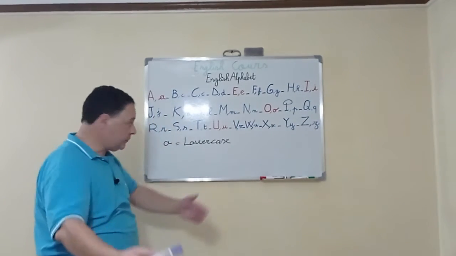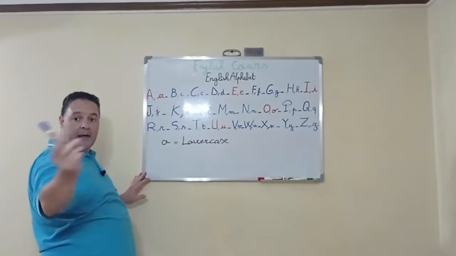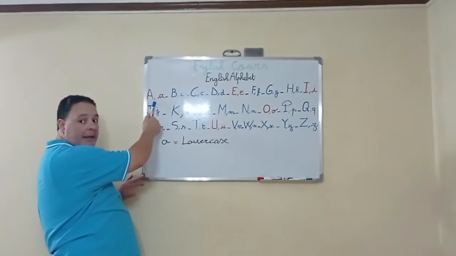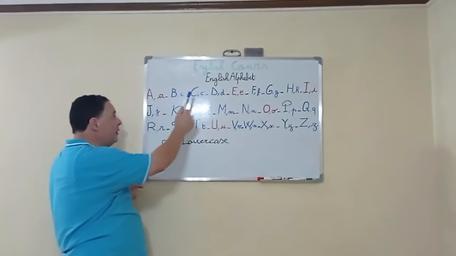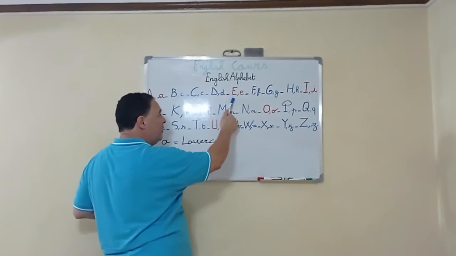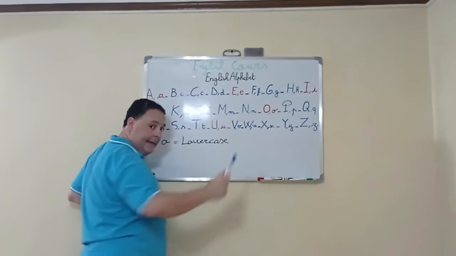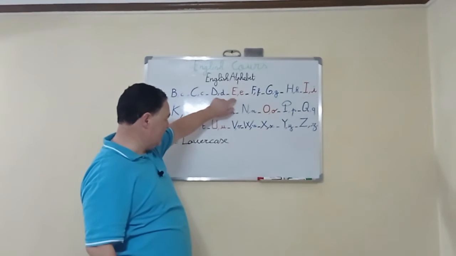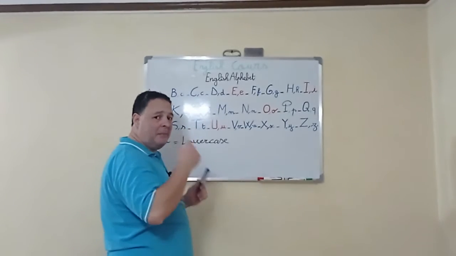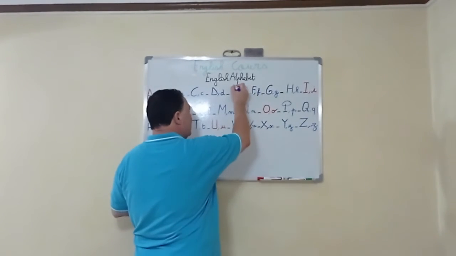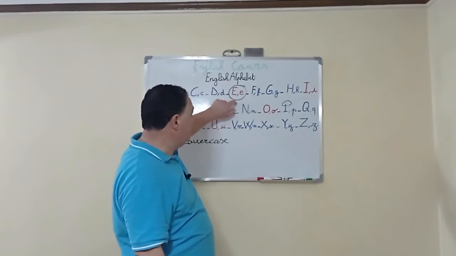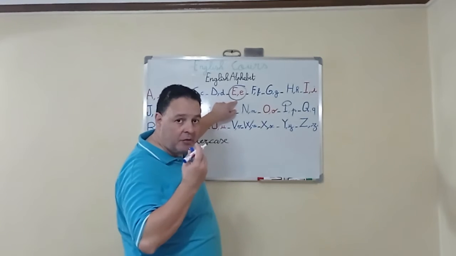So, please, Dua and Muhammad, read together with me. A, B, C, D, E. In English, we spell this letter E. But in French, on dit E. En français, on dit E.